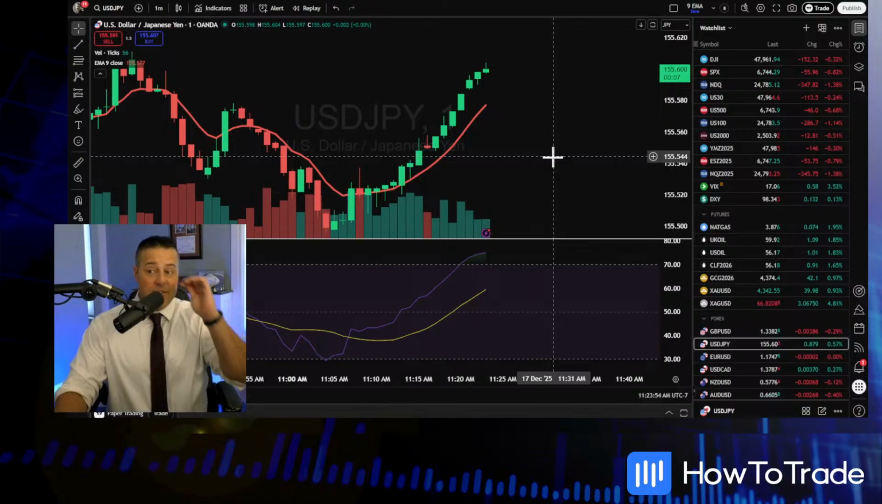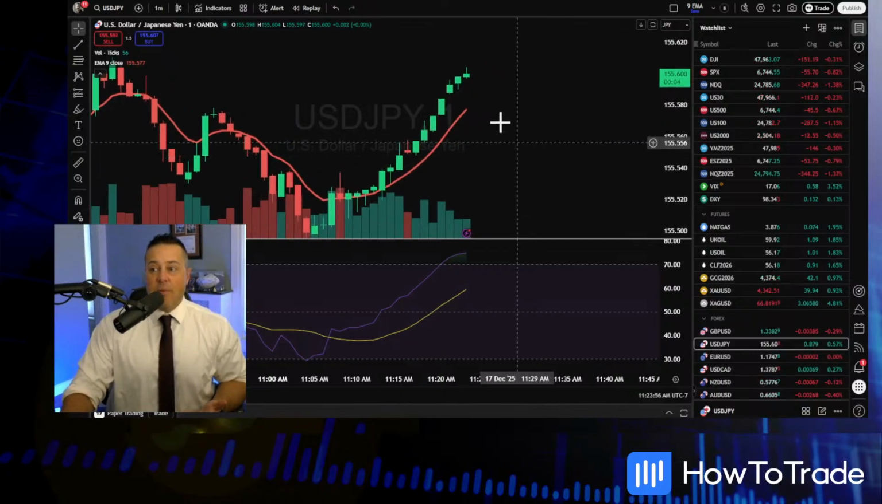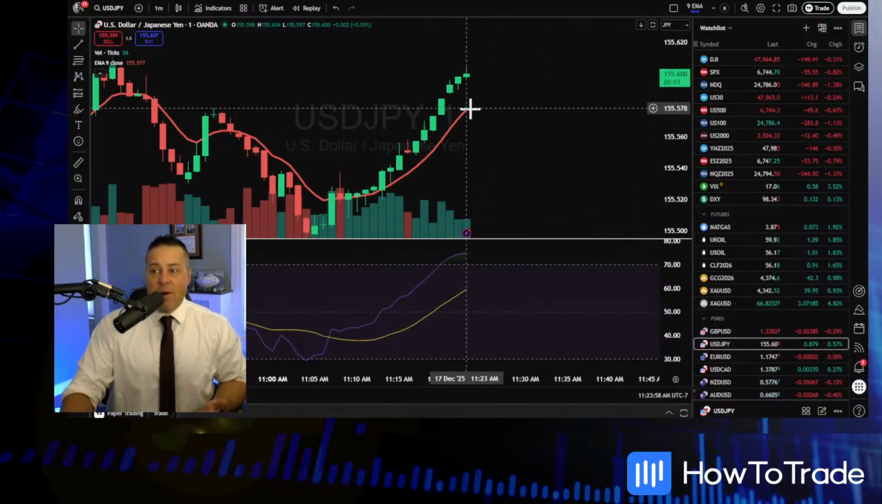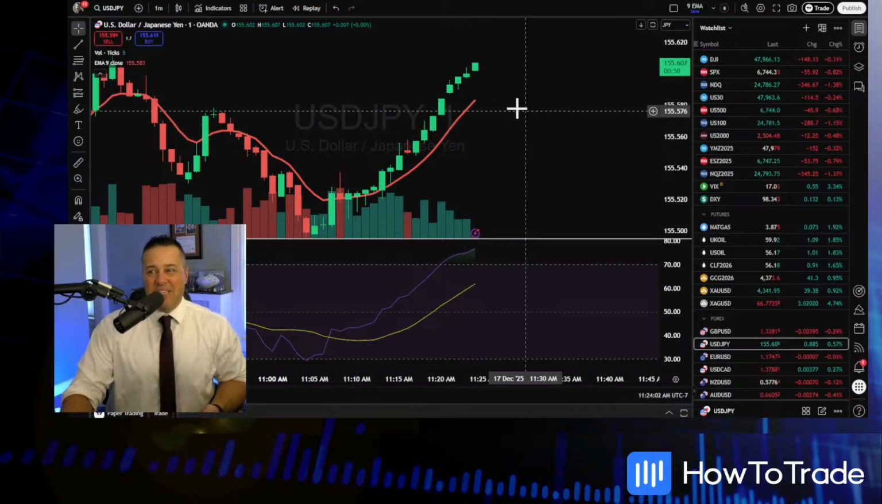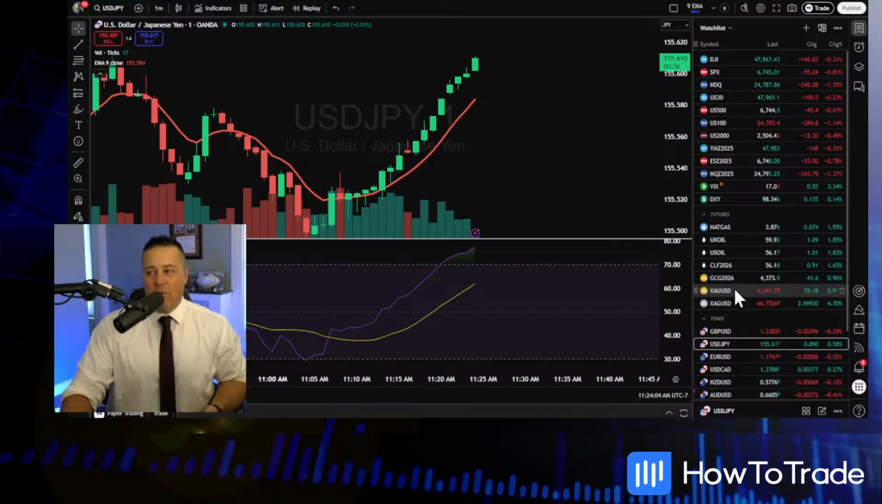Yeah, we're a ways off of getting a trade idea, or at least a trade setup here. We need to get a correction. Right now, our EMA is down there right around 155.57. We're trading 155.60. So we're going to have to see something a little more robust than that.